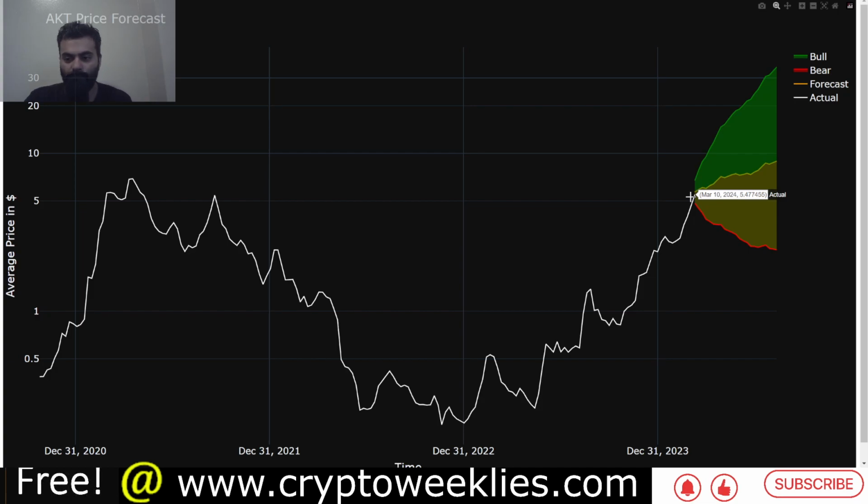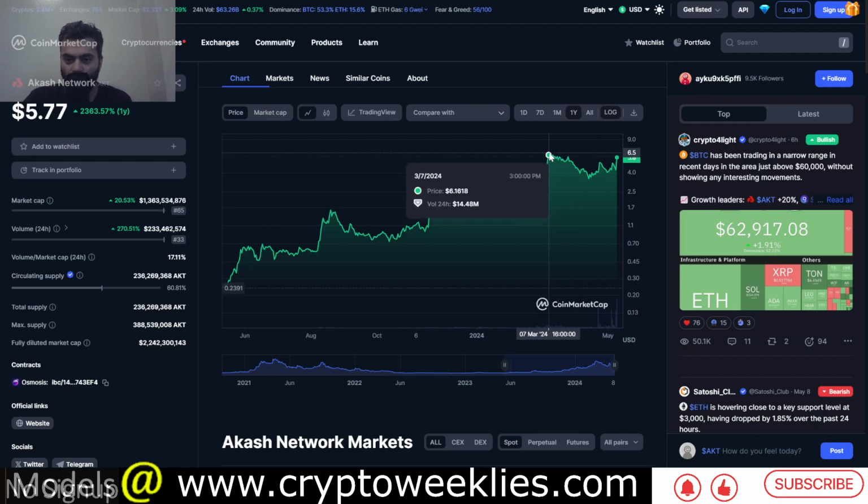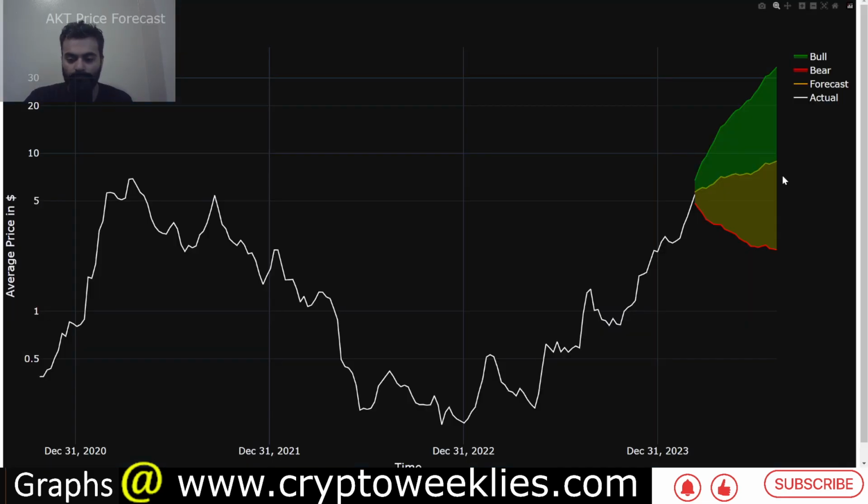So not much has changed since that. Although the price did go up, you can see over here, at one point in time it did reach $6, but again corrected back to this $4 to $5 territory. So now that we are in the middle of May and targeting till August, the model has the following forecast.